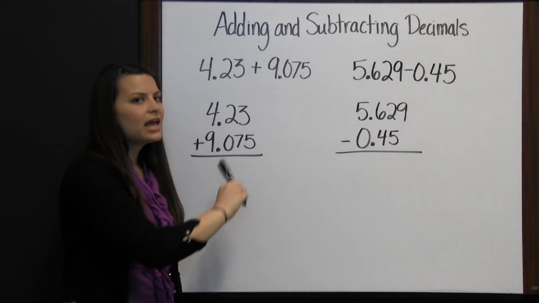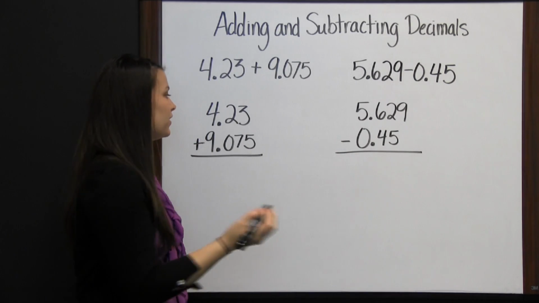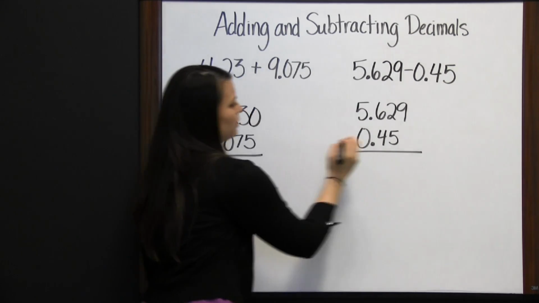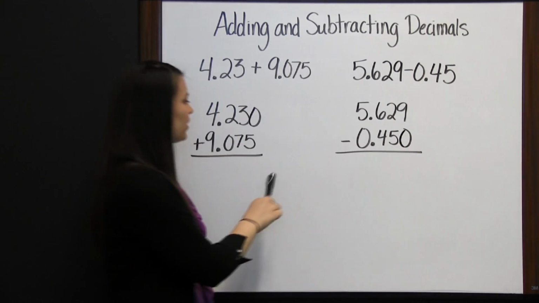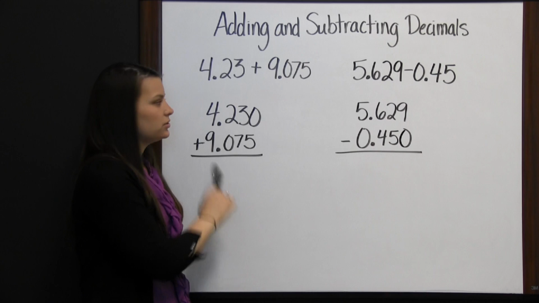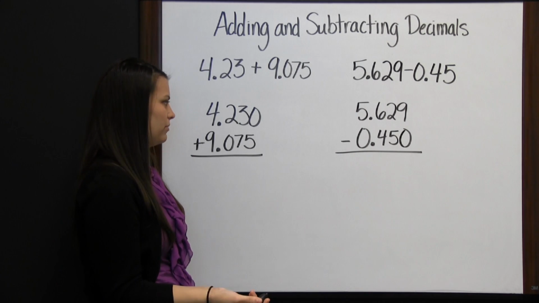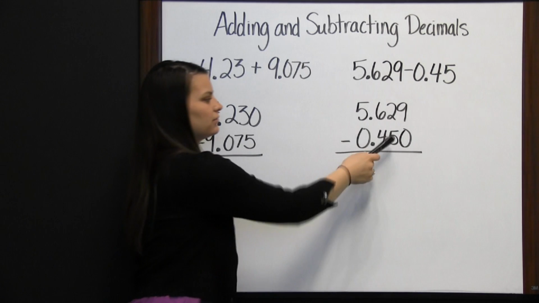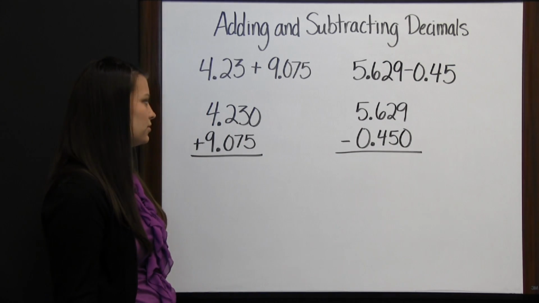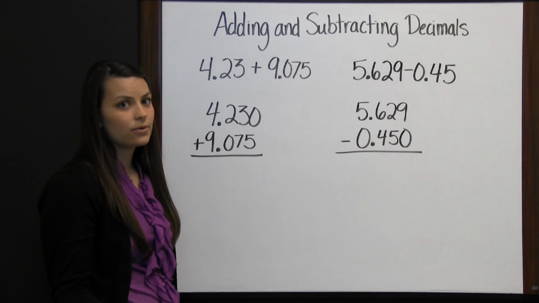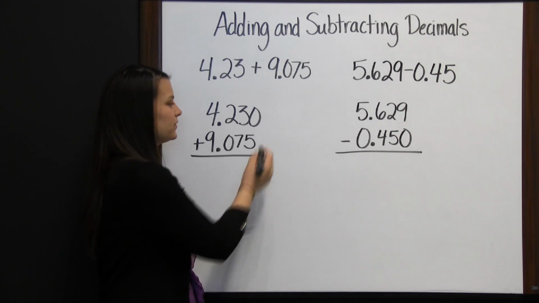Then if you have any empty spaces, you can fill in with zeros. Adding zeros to the back of your number, to the back of a decimal, doesn't change the value of your number. So these numbers are still what they were. They're still equal. And then we just add or subtract like we usually would.